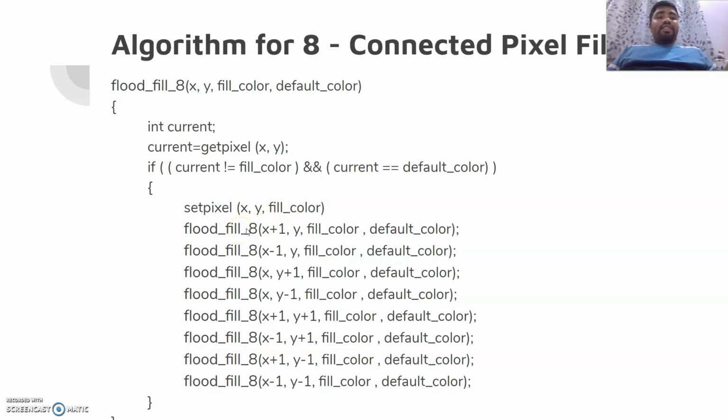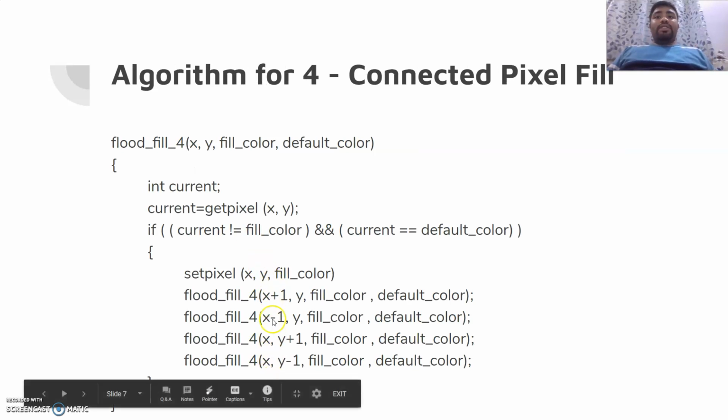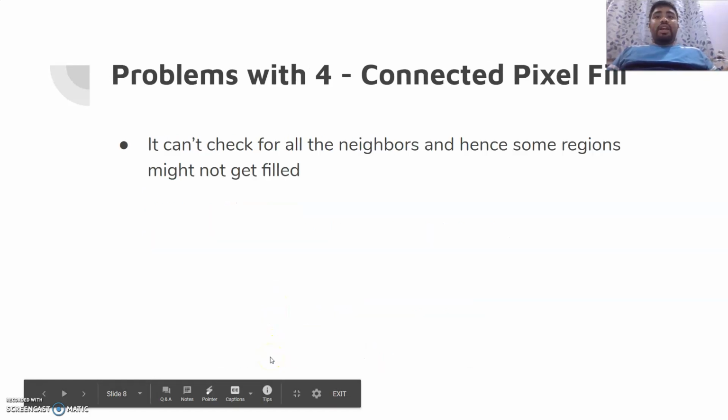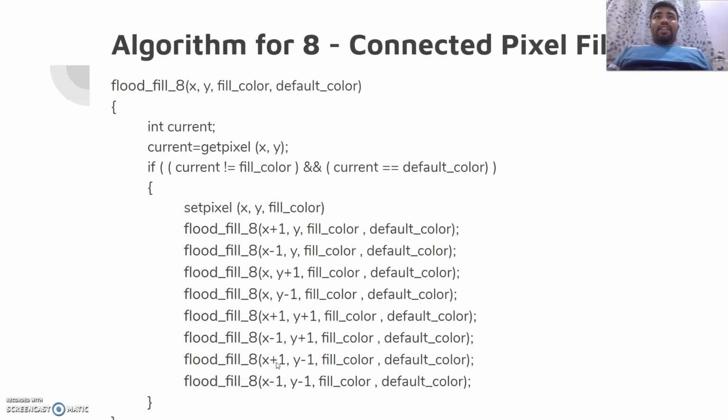Previously you would have seen that we do the recursive calls only on the four neighbors, that is the right, the left, the top, the bottom. But now you can clearly see that in this case, we also take care of the diagonals. So we call the diagonals as well, right? So this is the eight-way connected pixel.